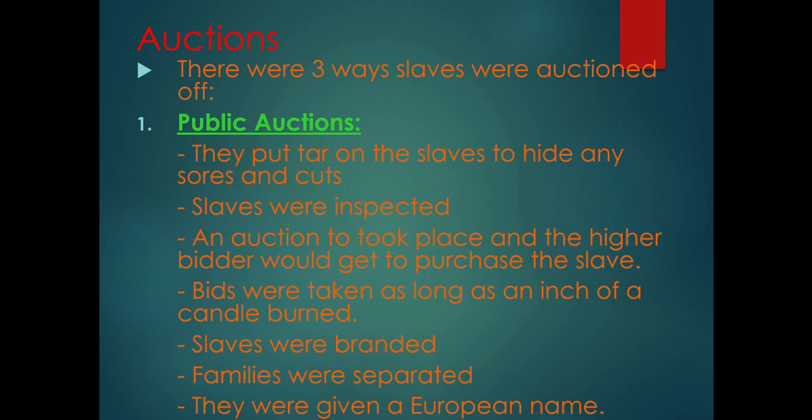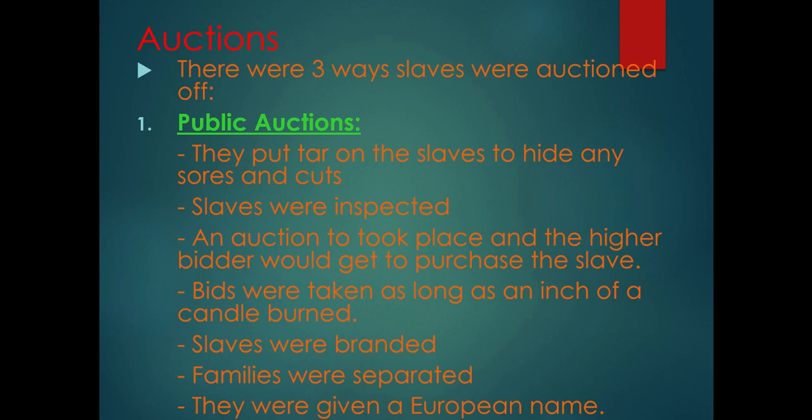Slaves were branded, and I'll show you a brand on the next page, where a piece of metal would be stuck into a fire, and they would be pushed into their skin. So they would be branded. It would say, you belong to me. A lot of times it would have the slave master's initials on them, so they knew who they belonged to. This happens to animals, guys.